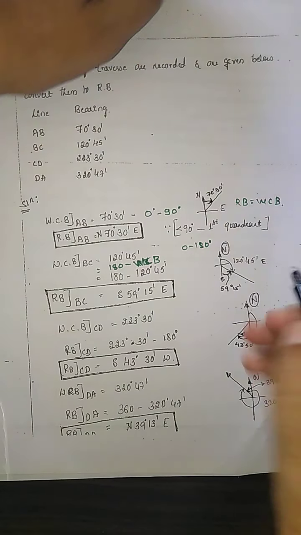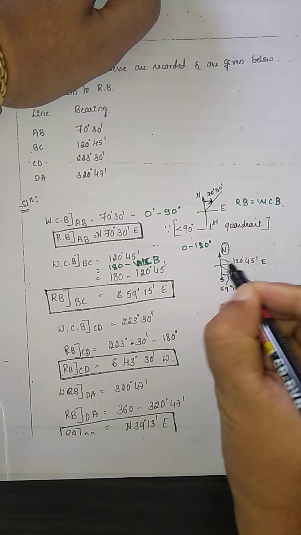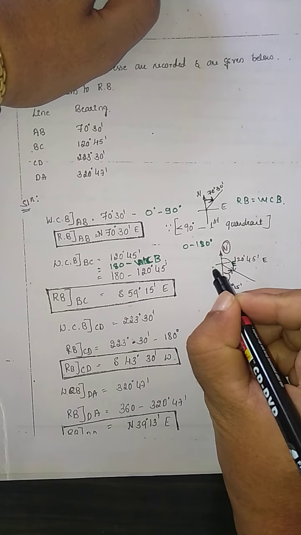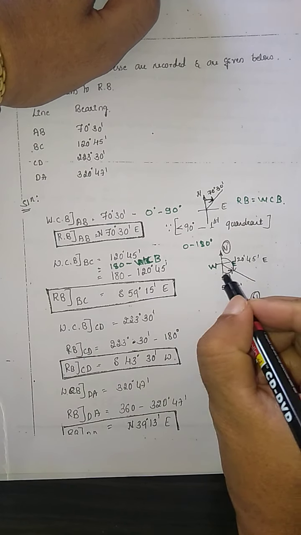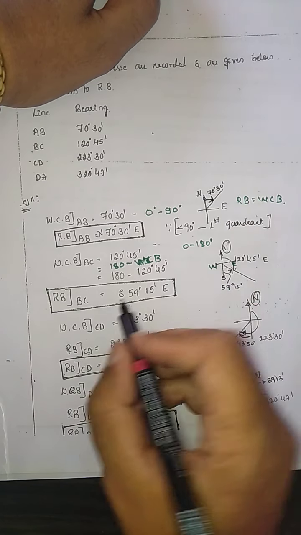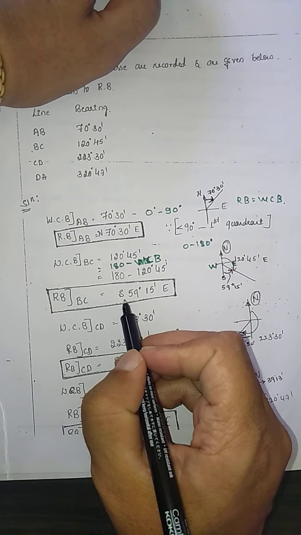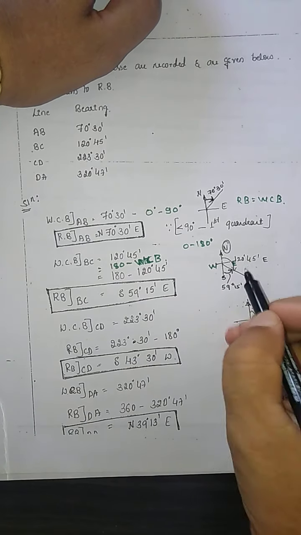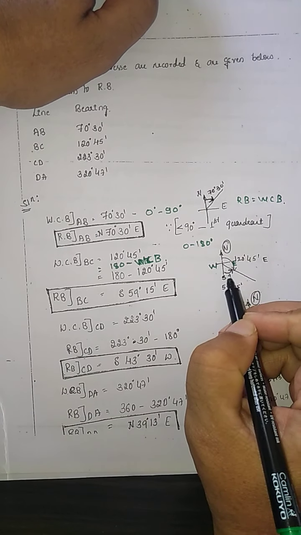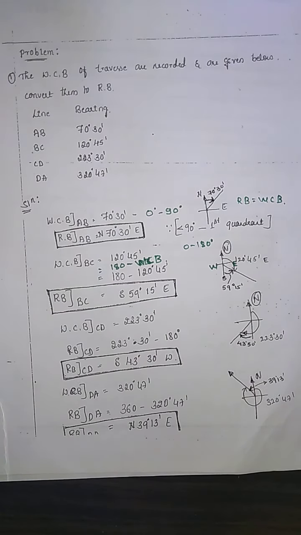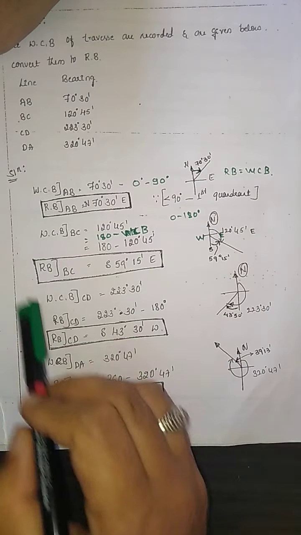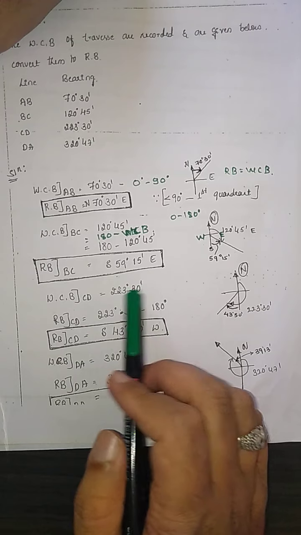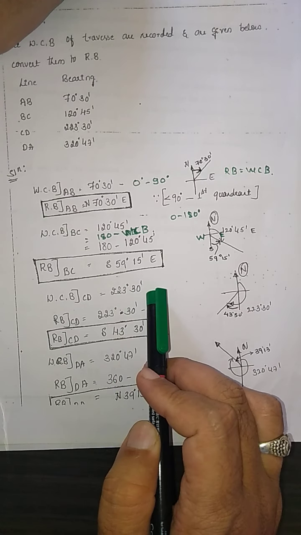But which quadrant does it lie in? It lies in the southeast. So we write it as south 59 degrees 15 minutes east, because it is nearer to the southeast quadrant. Okay, next we need to convert 223 degrees 30 minutes into the reduced bearing system.